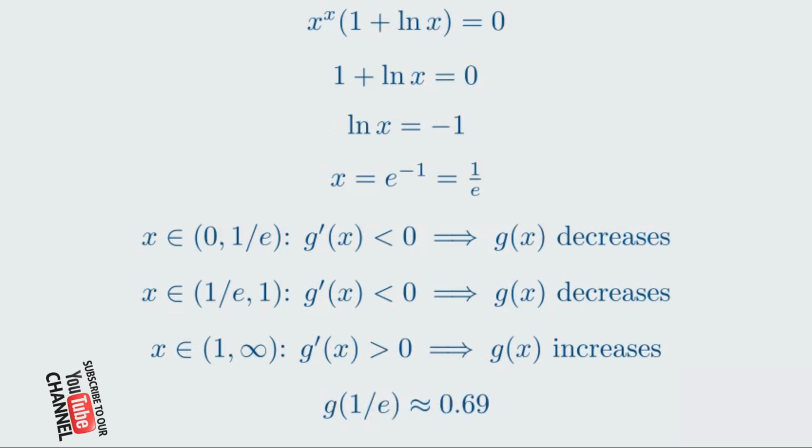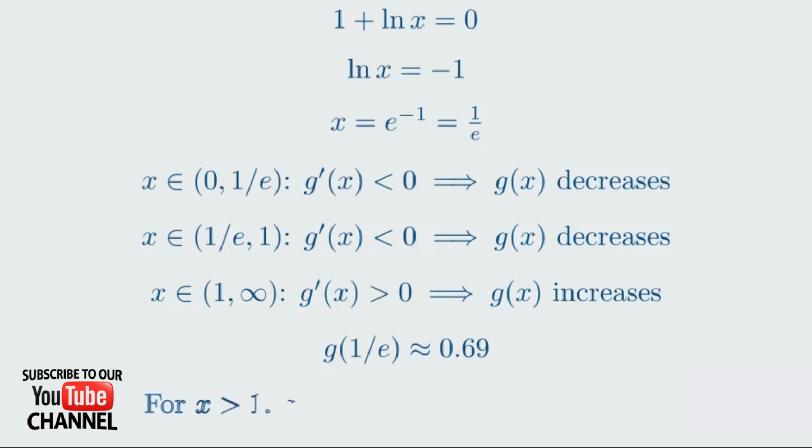Since x must be greater than 1 for our tower of exponents to make sense and grow, we only need to consider the increasing part of the graph for x greater than 1. The function g of x equals x to the x is strictly increasing for x greater than 1. This is a very important fact. It means the function never repeats a value for x greater than 1.